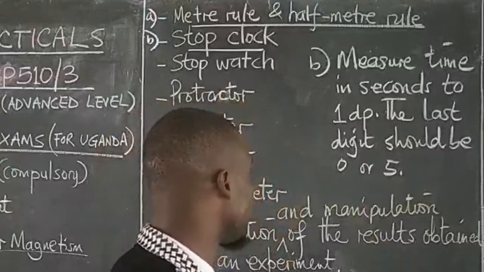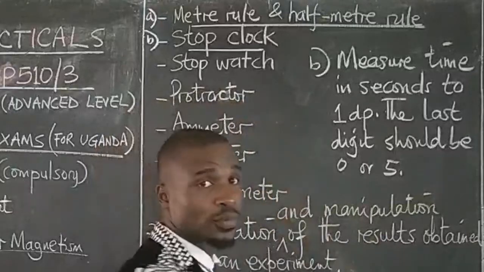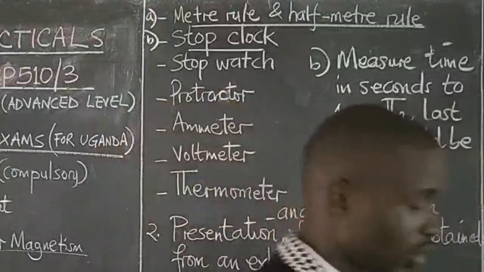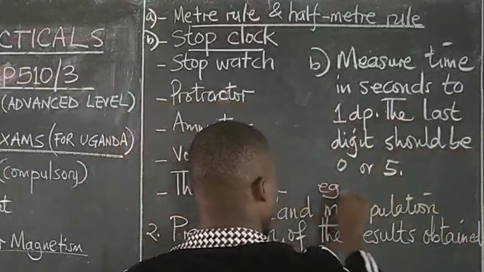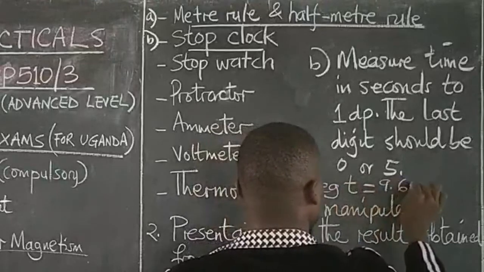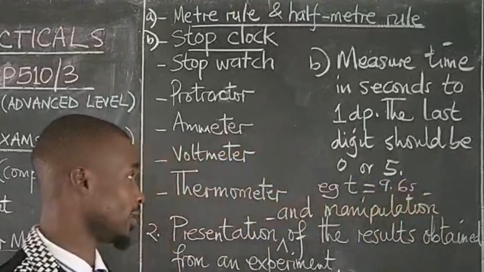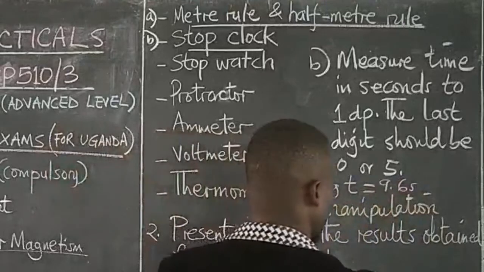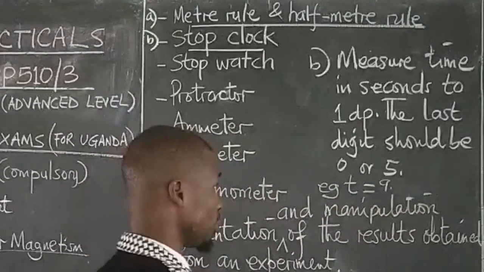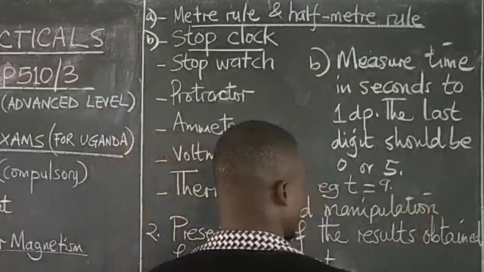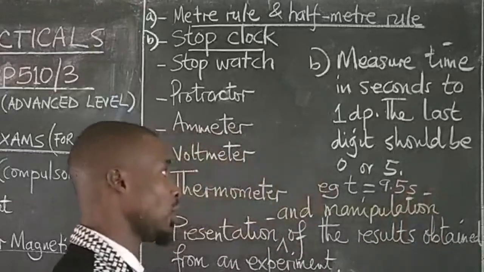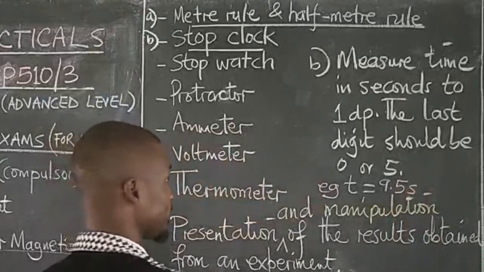An example is if you have used the stop clock to determine time, and you measure the time, and you obtain t equals 9.6 seconds. That will be wrong. So it will be crossed. I said the last digit has to be a 5 or a 0. So at least if you wrote 9.5 seconds, we understand that you determined that.